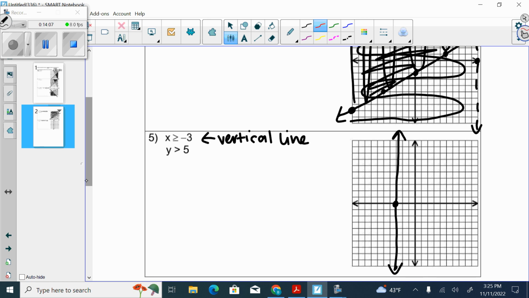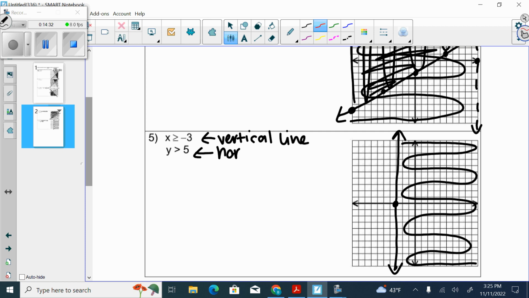And do I want to shade to the left or to the right? To the right. That's where things are bigger. Very good. All right, so all of this over here. Okay. Now, if x and some number means to draw a vertical line, what do you guys think y and a number means we're going to draw? Horizontal. Very good. So anytime you see y with just a number, we draw a horizontal line.